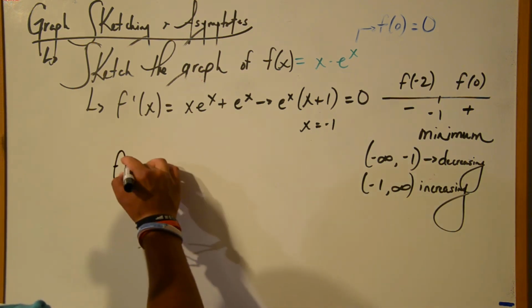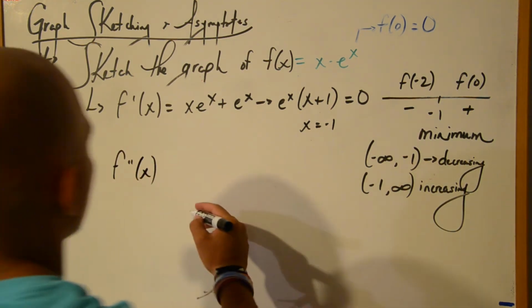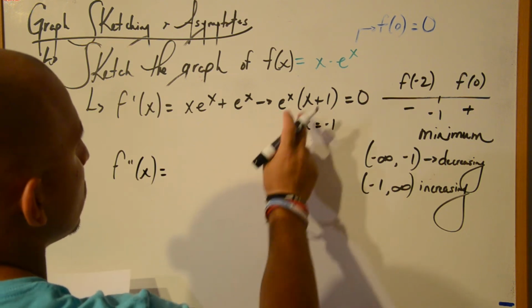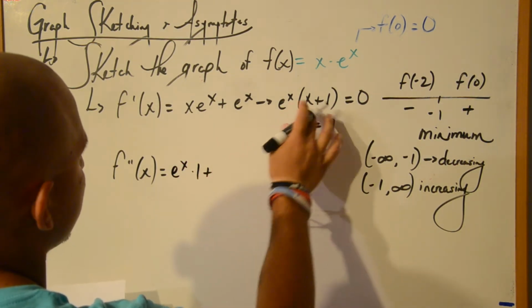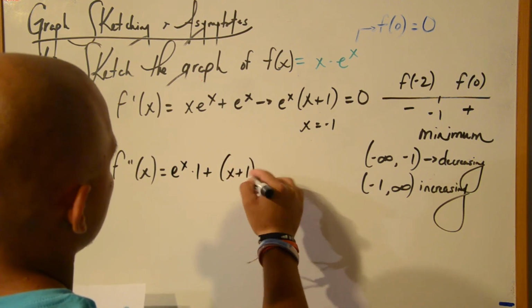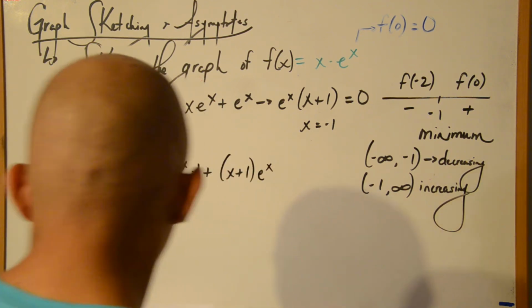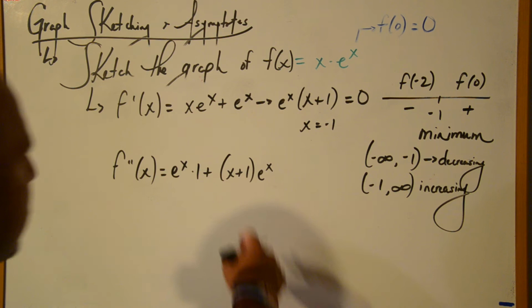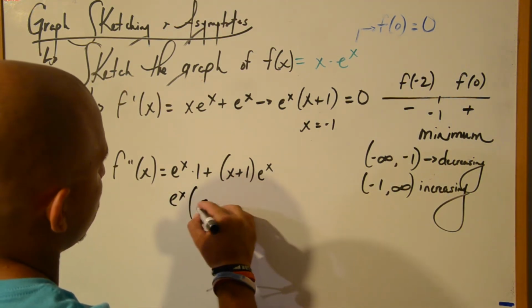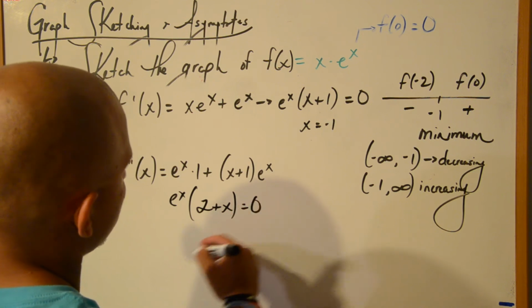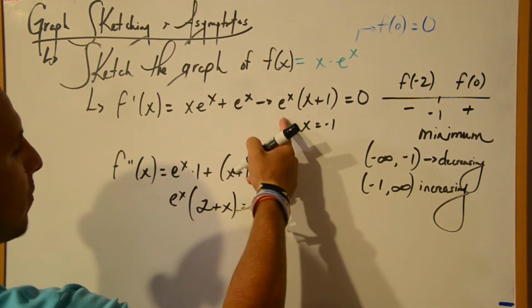Second derivative test will tell us any points of inflection and or concavity. So let's derive this. First times e to the x, e to the x times 1, plus the second times e to the x. We can once again factor out e to the x. 1 plus x plus 1 is 2 plus x, which is set equal to 0. Same situation that we had before.